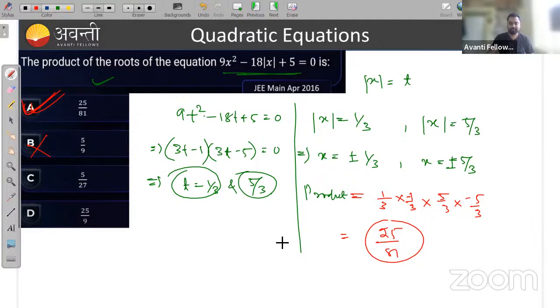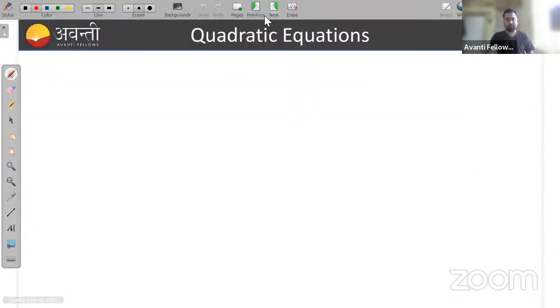Yes, very good. Everyone must respond in the chat box. If it is not clear, if you have any doubts, you can ask. Okay, so let's move to the next thing.